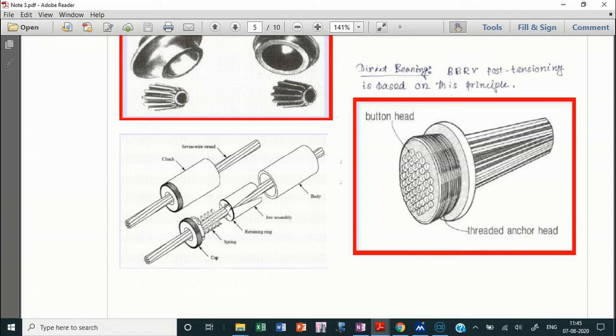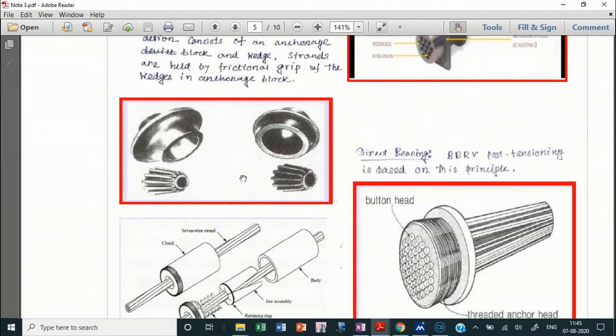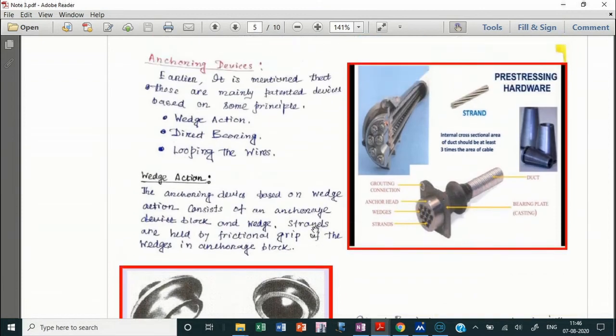by the jack you could stress, you could tension the wires, and after the tensioning operation has been completed, you can release the pressure, and what it will do is again grip the strand. By this way you can anchor the system or anchor the device, anchor the tendons.